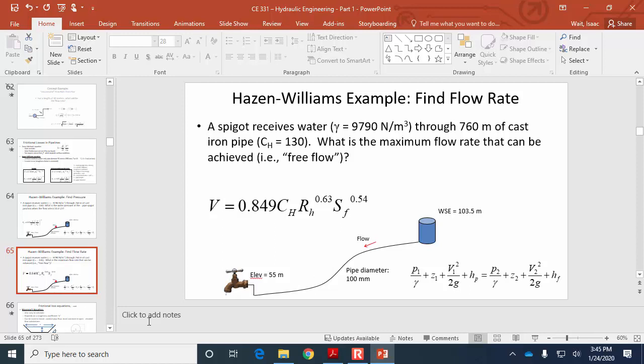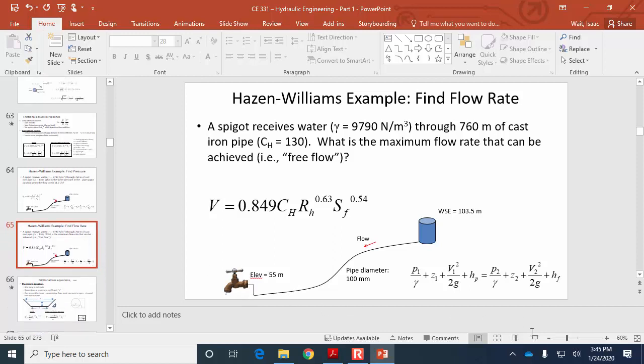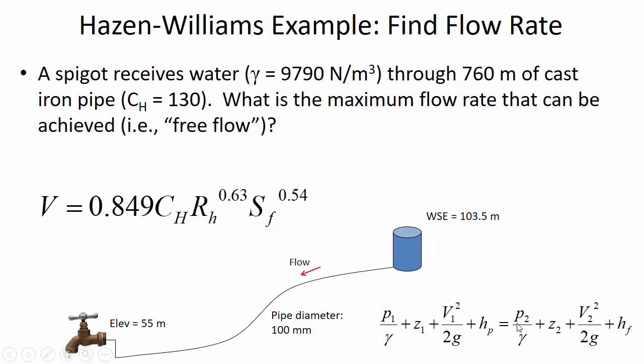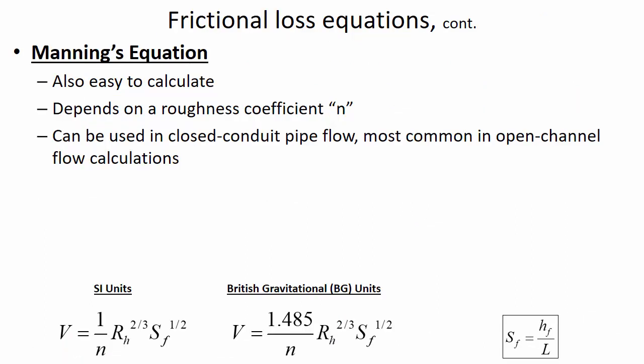There are some other equations besides Hazen-Williams and the Darcy-Weisbach equation. I've referred a couple times to the Manning's equation, especially for those of you who are in the hydrology class. What Manning's equation does is it assigns a roughness coefficient that's called N, and it's often used in open channel flow, but in a pinch you could apply it in closed conduit flow.